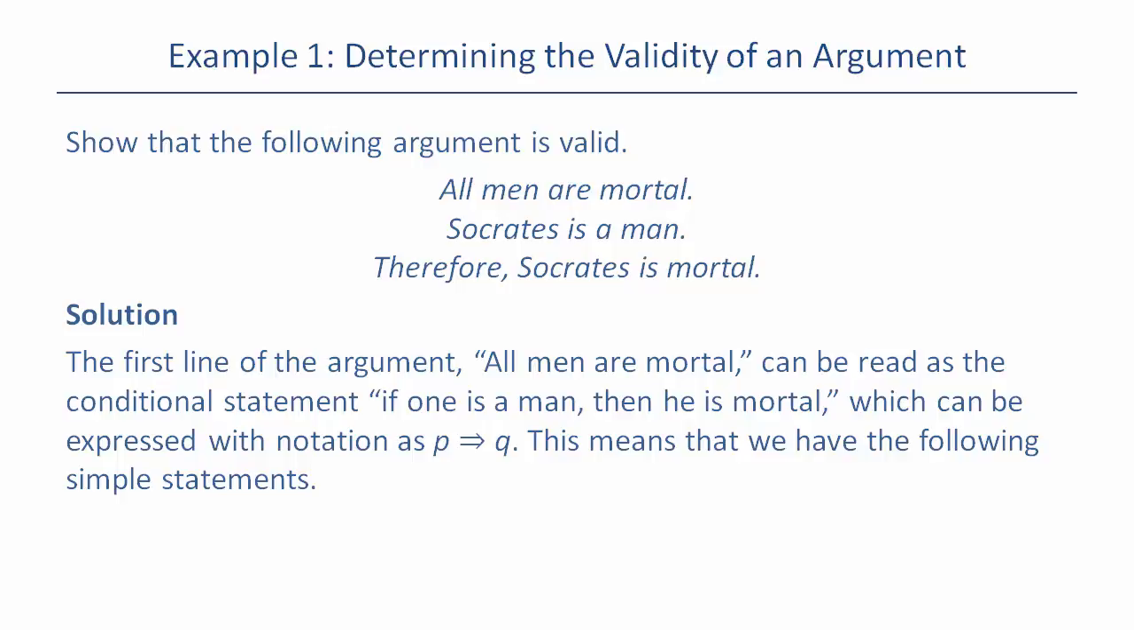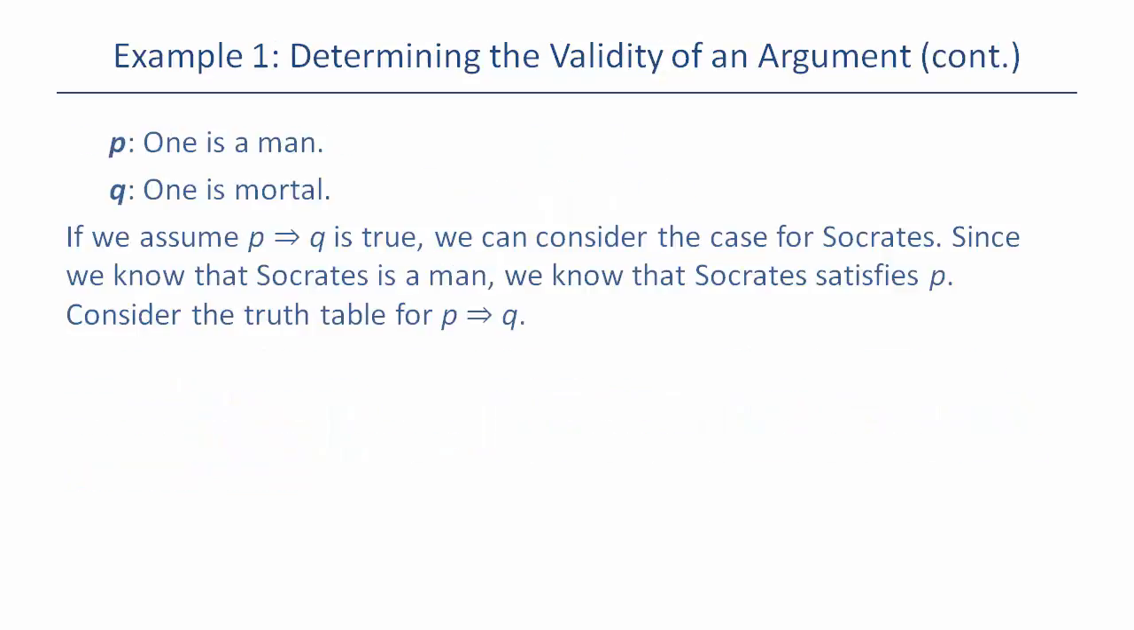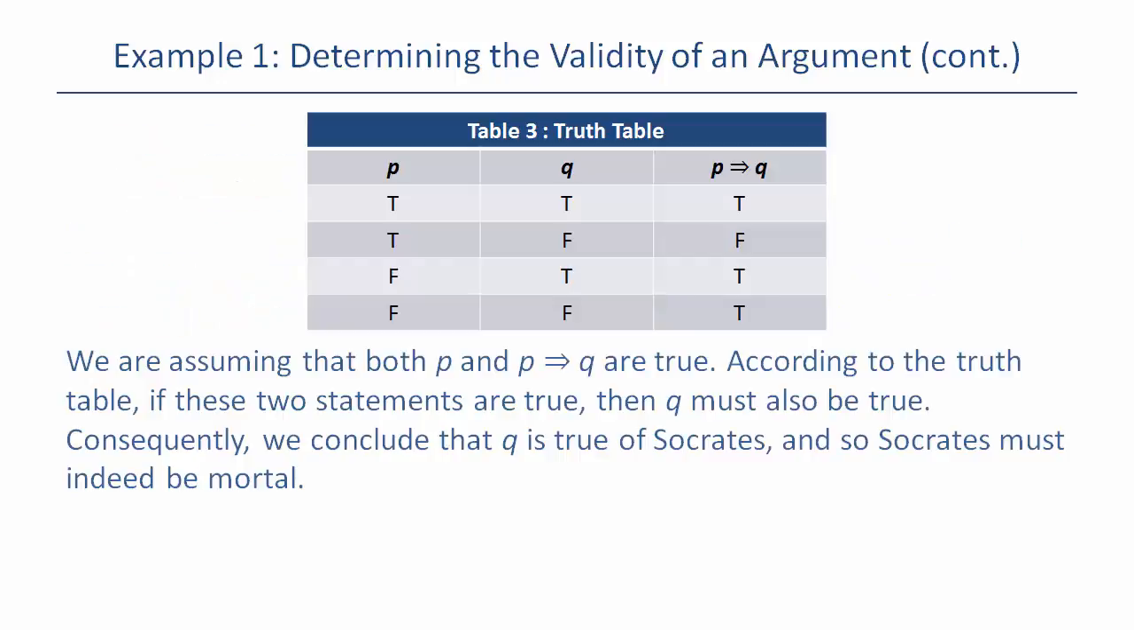All men are mortal, right? Socrates is a man. Therefore, Socrates is mortal is basically saying if one is a man, then he is mortal. P implies Q. And if we assume P implies Q is true, then we look at the Socrates case and we consider the truth table, and we can see that we are assuming both P and P implies Q are true.